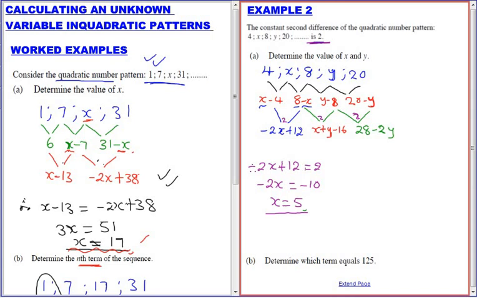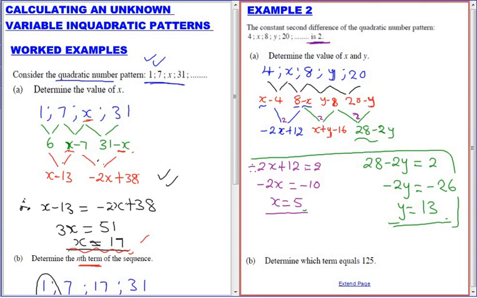I'm using the fact that we were told the second difference. And then, since this part as well will be equal to 2, I can go ahead and say 28 minus 2y should be equal to 2. Meaning I can leave 2y this side and say 2 minus 28, I should get negative 26. So when I divide both sides by 2, I should be able to get y value of 13.